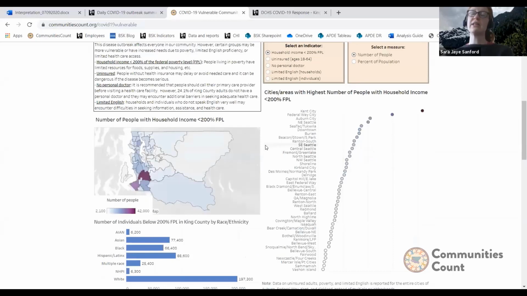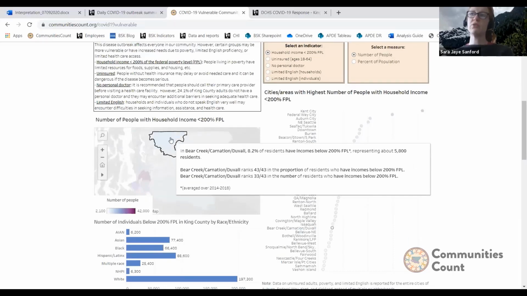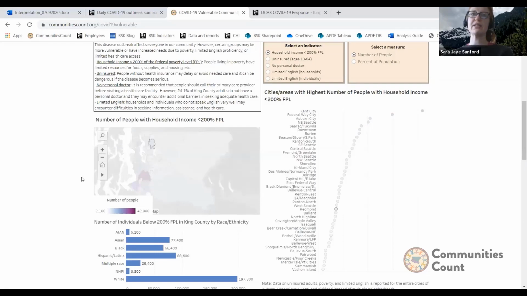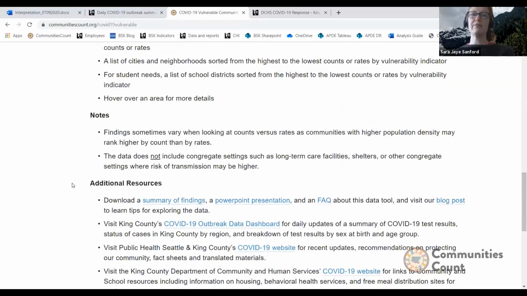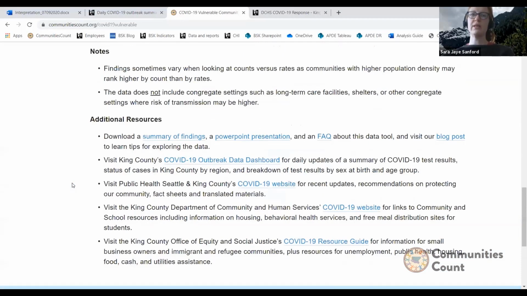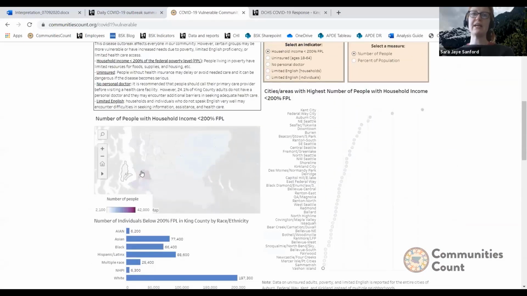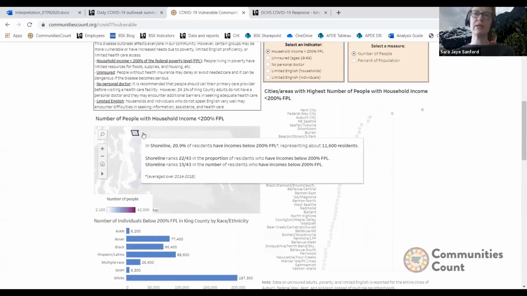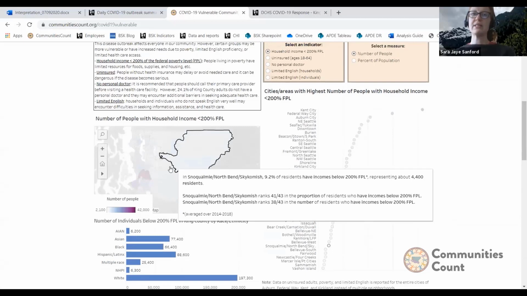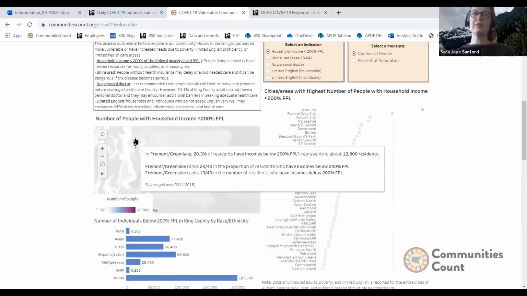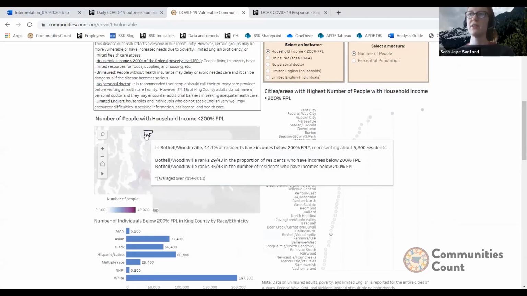If you're looking for data, we definitely welcome you to reach out to us. There's contact information at the bottom of these pages, and we would be happy to help you find data about different communities in King County. We're always happy to help you find the many resources that are on the website.